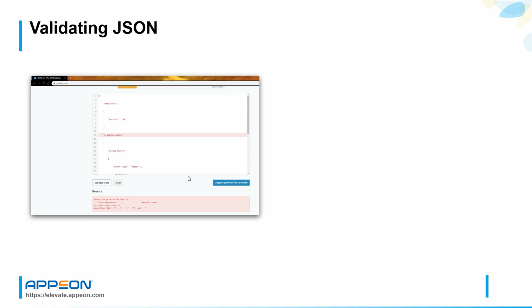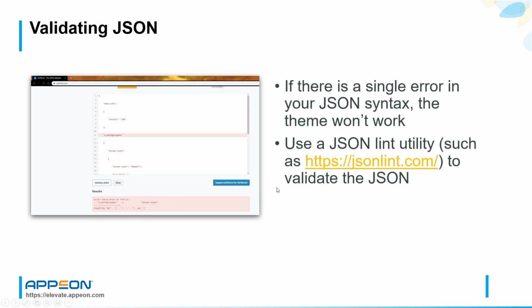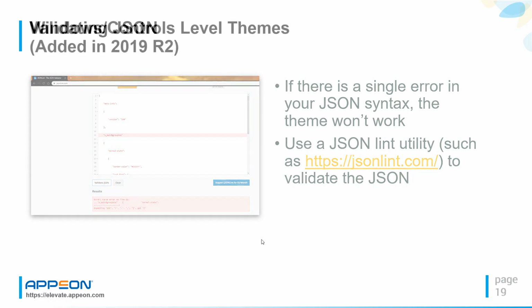And so there are third-party utilities that will validate JSON for you. This happens to be one that's just an online website called JSON Lint, and you just paste your theme.json into the website, hit validate JSON, and it will tell you whether there's an error with your JSON or not, and it will tell you what the error is. That's what's happening down here. It's telling me I'm probably missing a comma there.